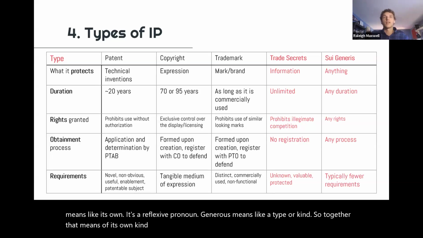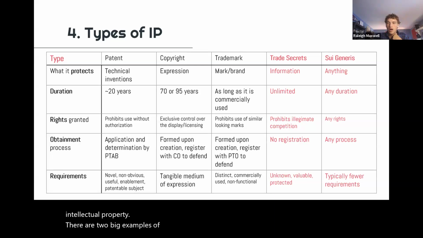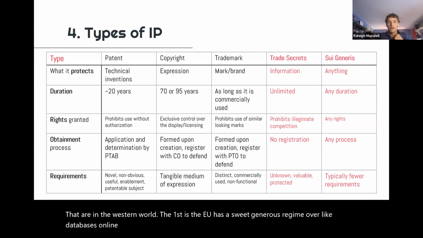So it's really just a unique form of IP protection, and it's very flexible in what it can look like. It can really protect any kind of intellectual property. There are two big examples of them in the Western world. The first is the EU has a sui generis regime over databases, online databases, and the duration of that is 15 years. The US has a sui generis regime over semiconductors, and that one is for 10 years, right?